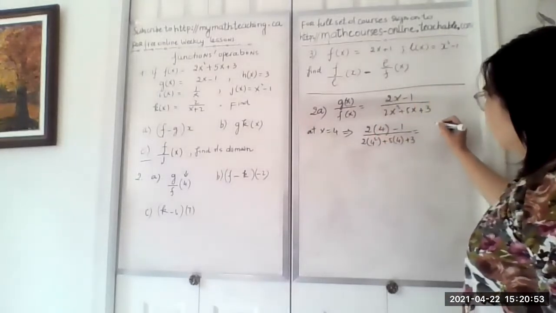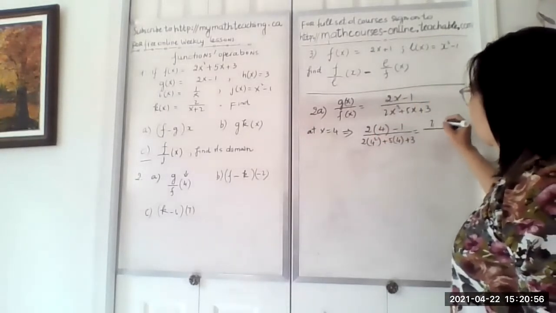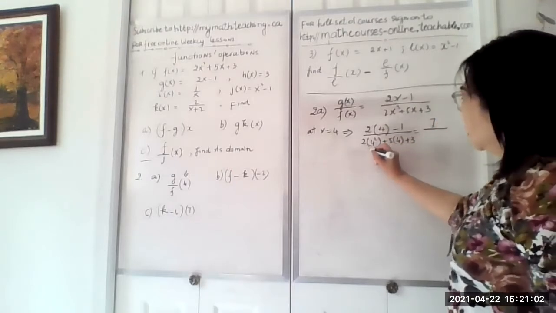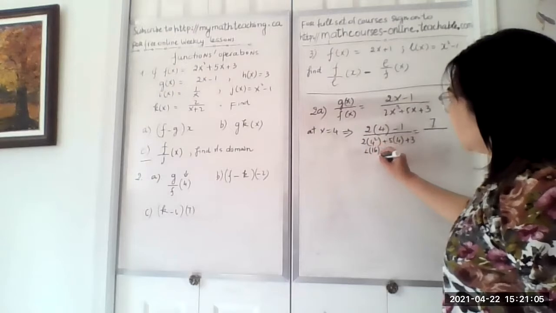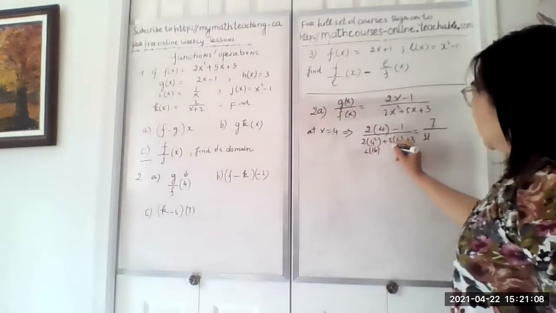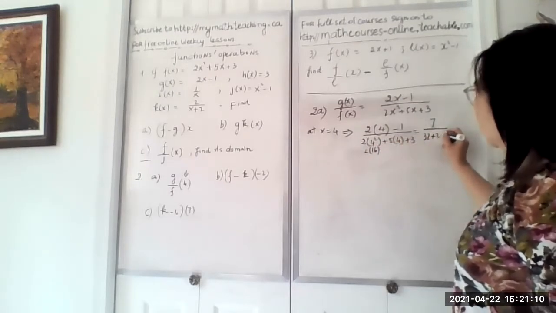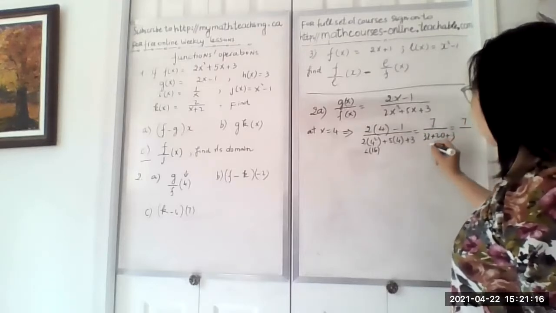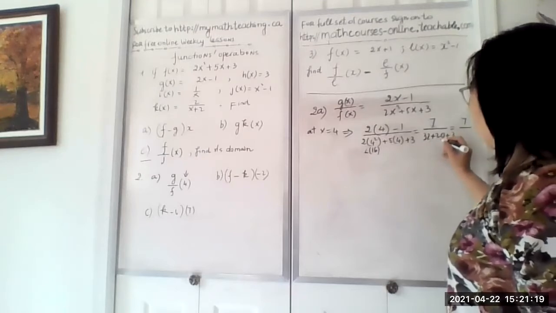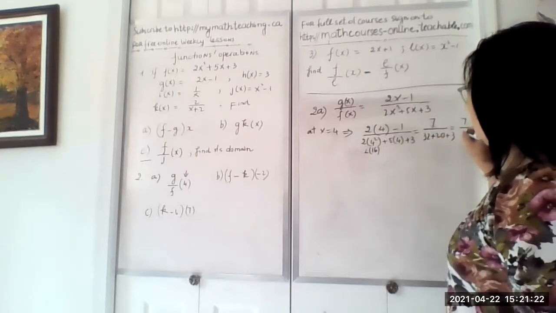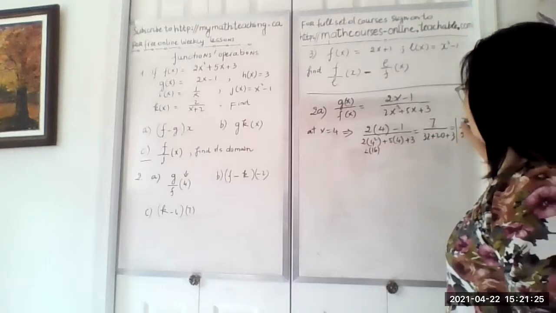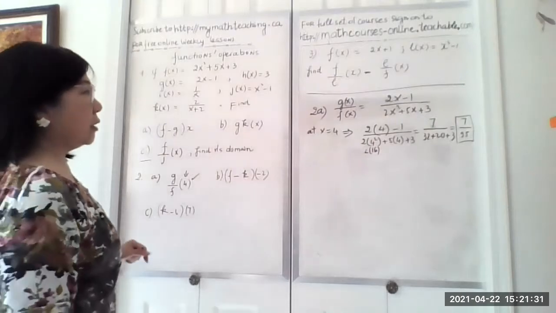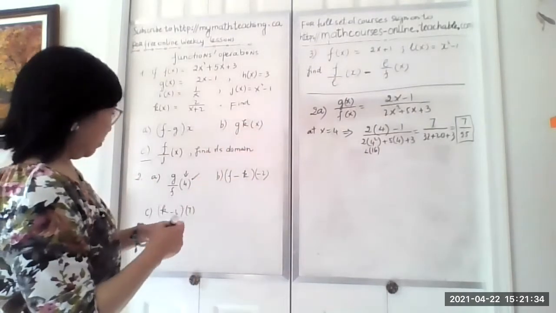2 times 4 is 8, 8 minus 1 is 7. So on top we have the number 7. On the bottom we have 2 times 16, which is 32. Adding 5 times 4, which is 20. Adding 3. So the answer will be 7 over 55. 32 plus 20 plus 3 is 55. So that is our answer for 2a. So we're done with 2a and the answer is 7 over 55.